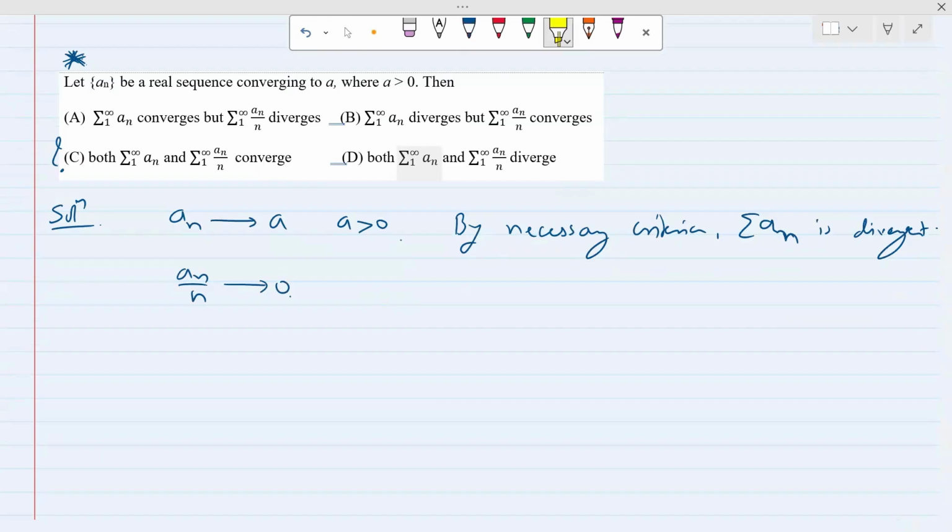I think this much is fine. If An goes to A, then An by n will go to 0 as n tends to infinity. Yes, very good. But the necessary criterion does not tell us that if Bn goes to 0, then summation Bn is a convergent series. We cannot say anything like that.